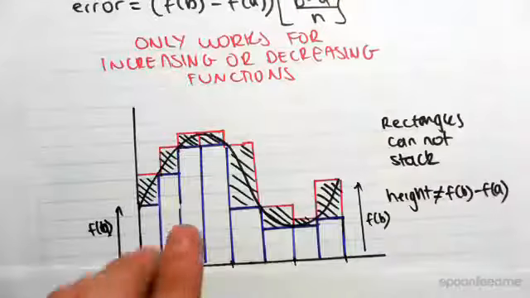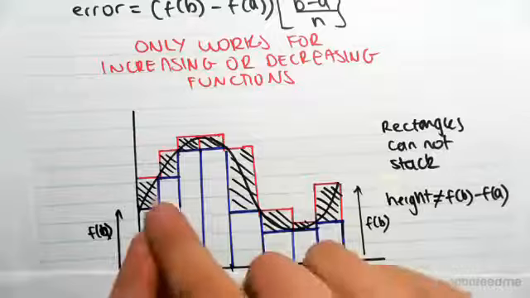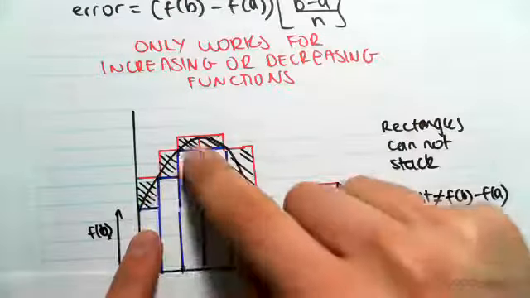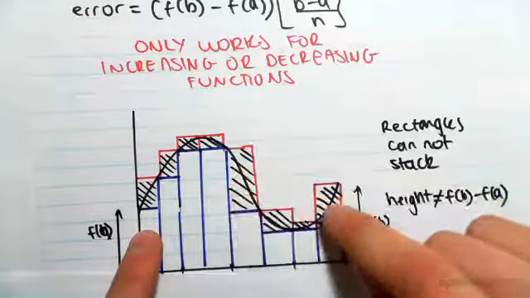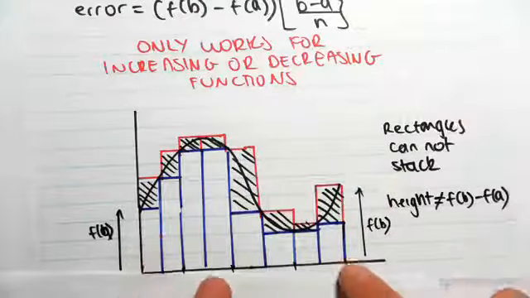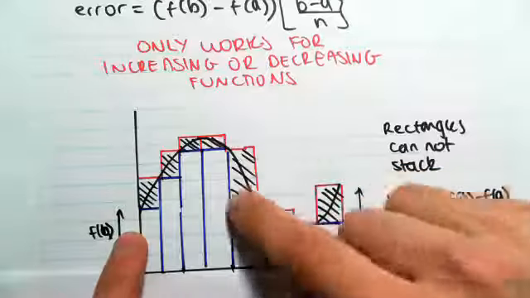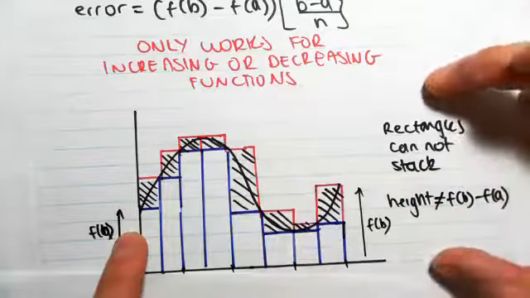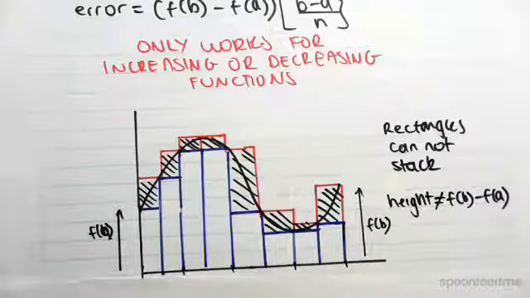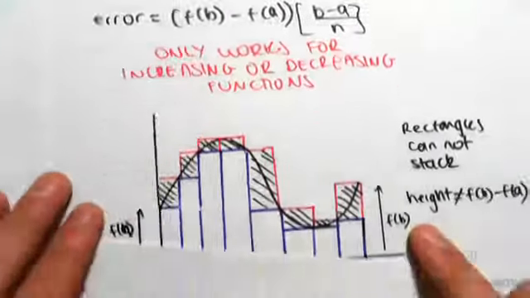When you've got a function which is not increasing or decreasing, so it's mixed like this, if you were to stack these rectangles up on each other, you would have that height plus that height plus that height, and so on, so it'd be like, say, that high. That's clearly not going to be equal to f(b) minus f(a). You can see that the height, if you were to stack them all on top of each other, would be much larger than f(b) minus f(a). Okay? So that's the reason that this method only works for increasing or decreasing functions.